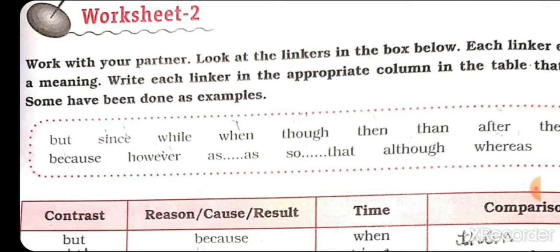Now, students, for reason, cause और result के लिए हम write कर सकते हैं because, therefore, so that. Okay, then students, for time we can write down like when, after, before. Okay, then students, for comparison we can write down like this, then, than, as. Like this, students, try to write each linker in the appropriate column in the table that follows and complete worksheet number 2. Now, beta, let's move on to worksheet number 3.